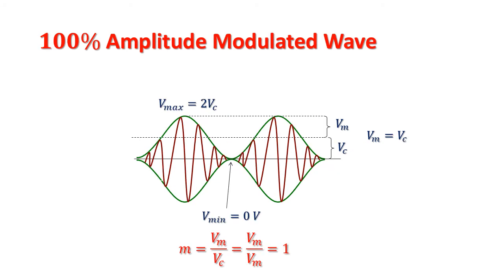A 100% modulation occurs when the peak amplitude of the unmodulated carrier voltage is equal to the peak change in the amplitude of the output waveform voltage. Notice in the figure that the positive and negative minimum voltage touches each other, resulting in a zero minimum voltage.